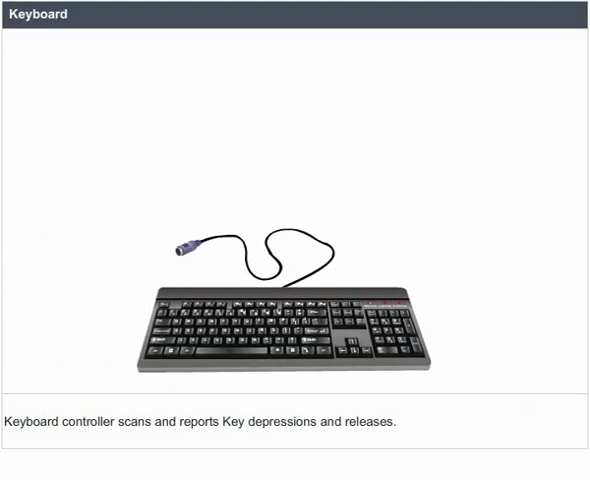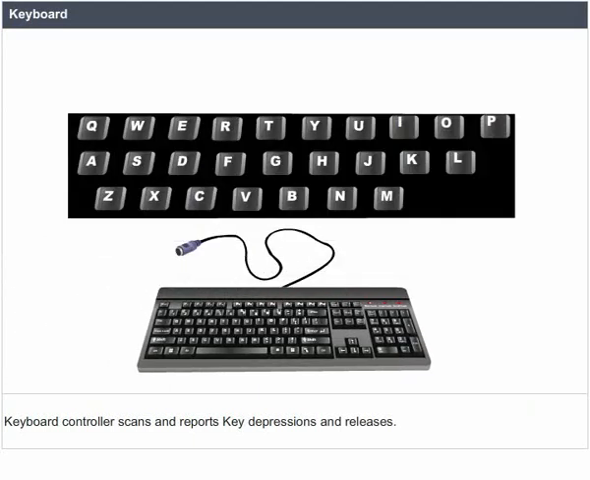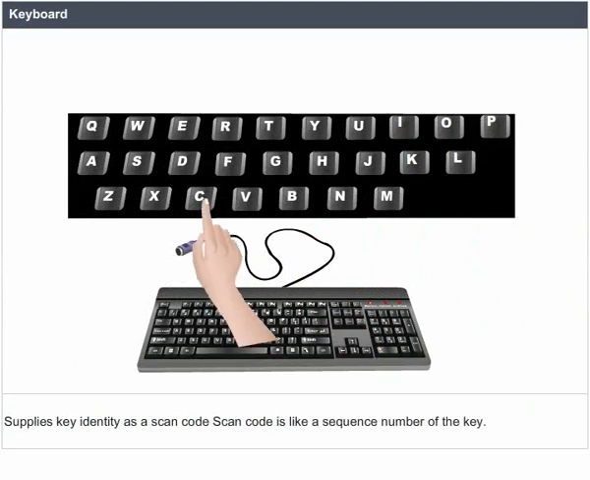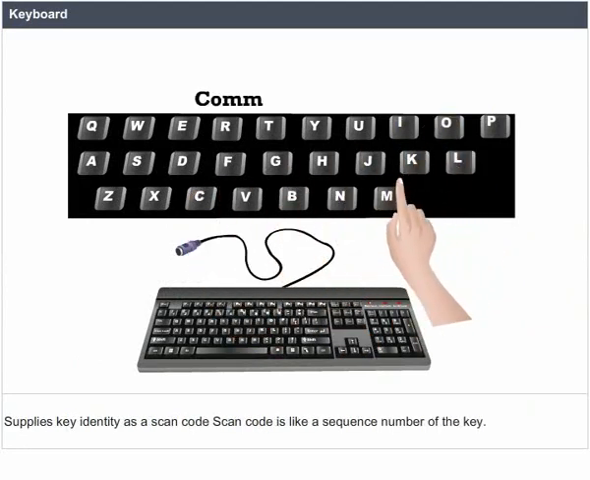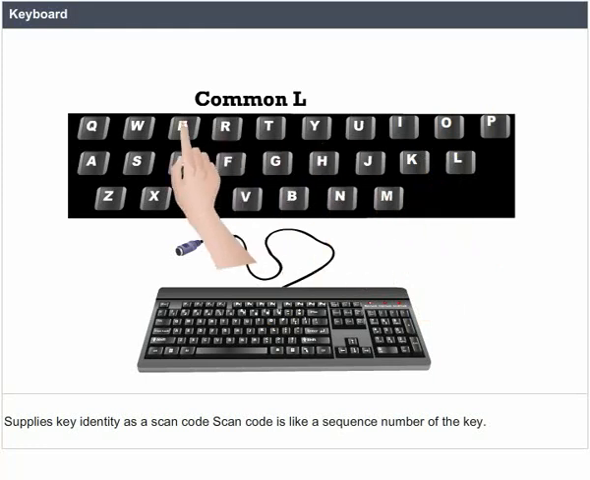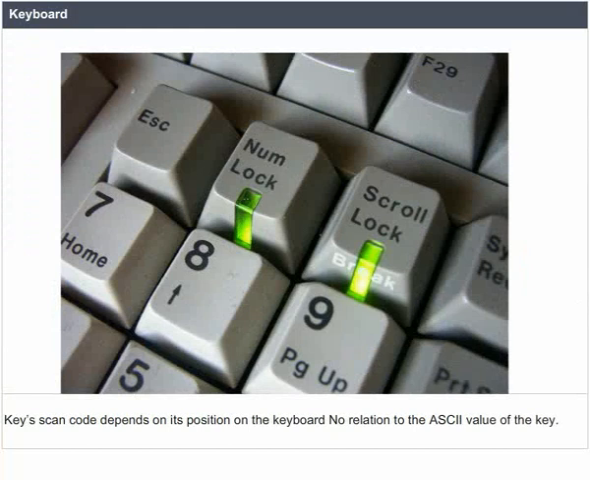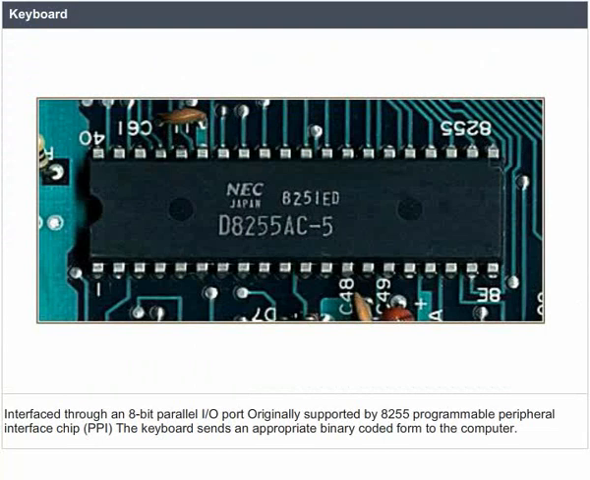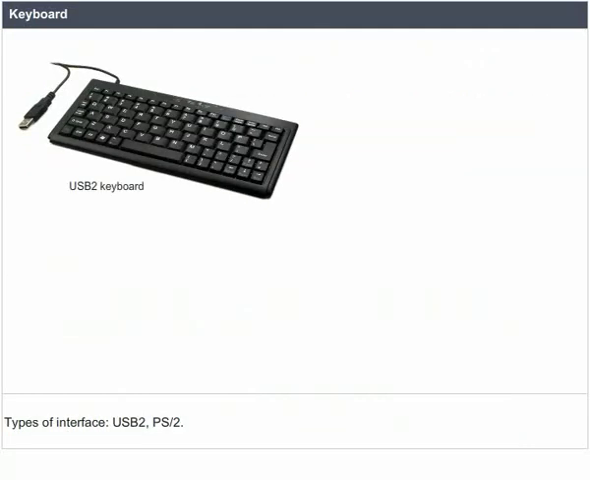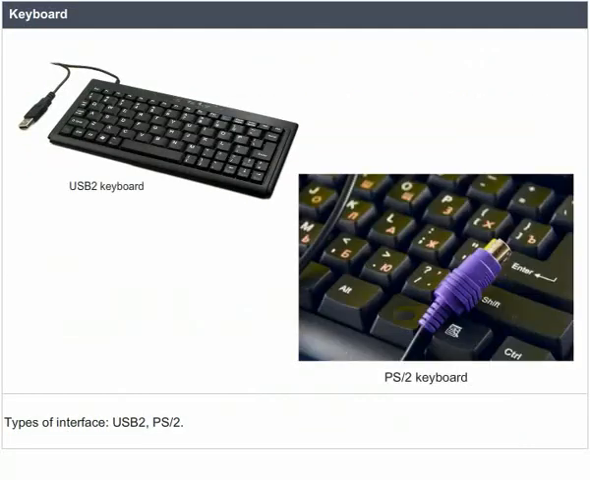Keyboard. The keyboard controller scans and reports key depressions and releases. It supplies the key identity as a scan code. A scan code is like a sequence number of the key. A key's scan code depends on its position on the keyboard, with no relation to the ASCII value of the key. It interfaces through an 8-bit parallel I/O port, originally supported by the 8255 Programmable Peripheral Interface chip (PPI). The keyboard sends an appropriate binary coded form to the computer. Types of interface: USB 2, PS2.